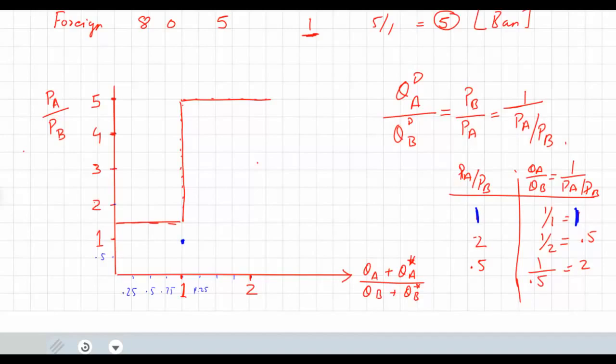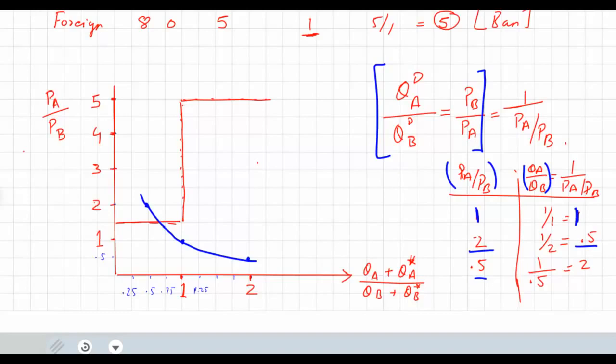We have 1, 1. This is one point. Then for price equal to 2, the quantity of A by B is 0.5. In this case, this is the world price, and this is the world quantity demanded, the relative demand. When the price is 2, the demand is 0.5, right? And when the price is 0.5, the quantity is 2. So this is really what the demand function looks like in this case. We have this demand function from the equation that was given to us, which translates into an inverse function.